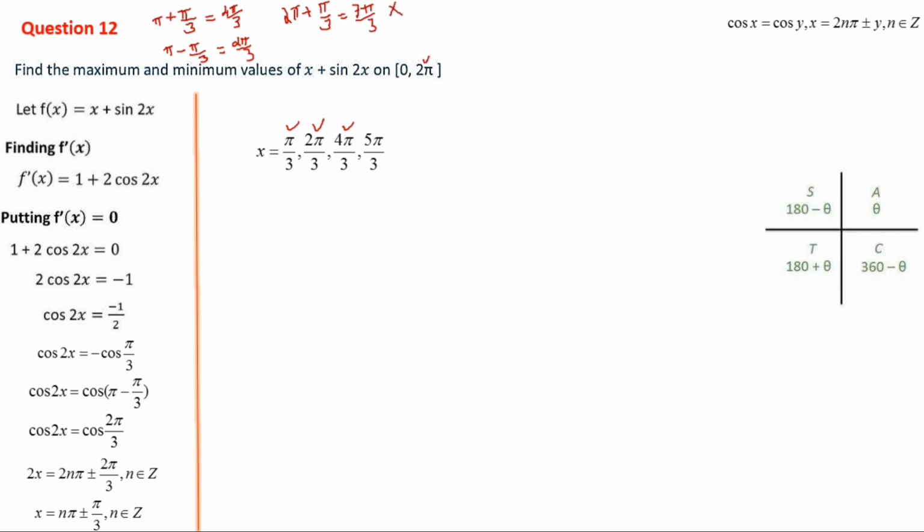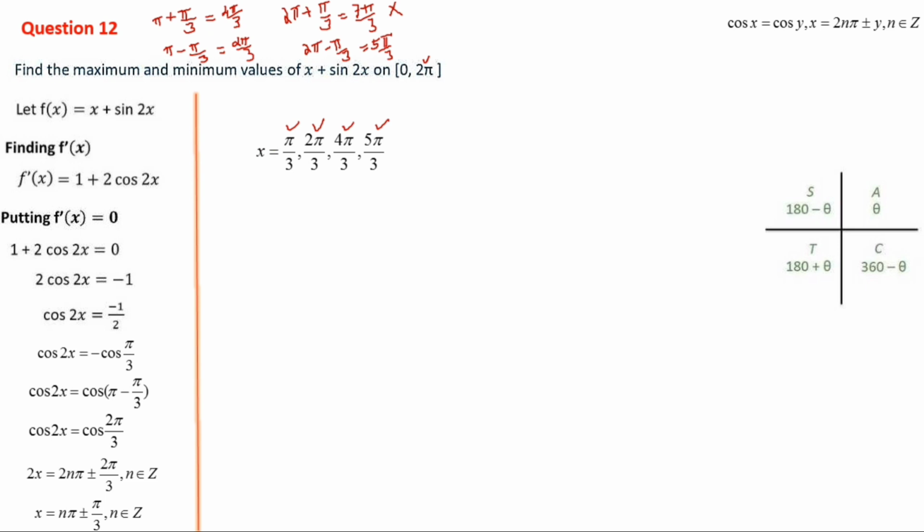Then again we have to go for 2 pi minus pi by 3. 2 pi minus pi by 3 is how much? 3 into 2, 6 pi minus pi, that is equal to 5 pi by 3. So that 5 pi by 3 is within our range, so we can include. So we have got 0, pi by 3, 2 pi by 3, 4 pi by 3, 5 pi by 3 and 2 pi. These are the values which we can use for x.